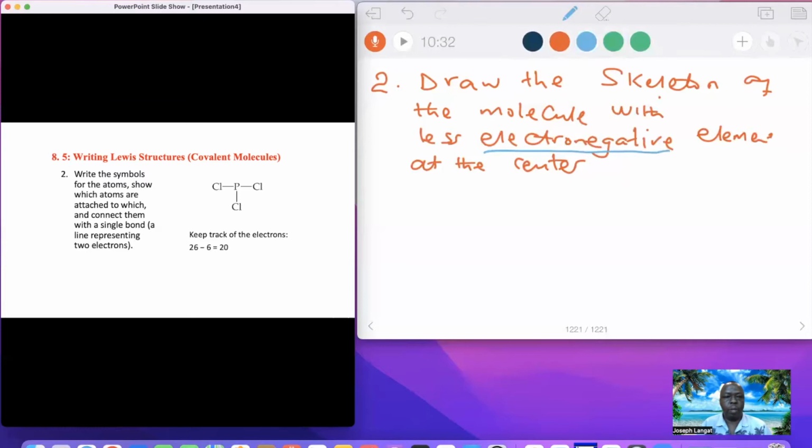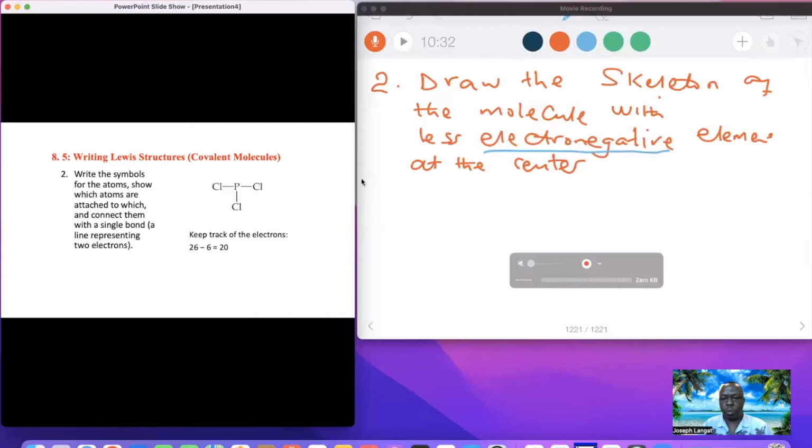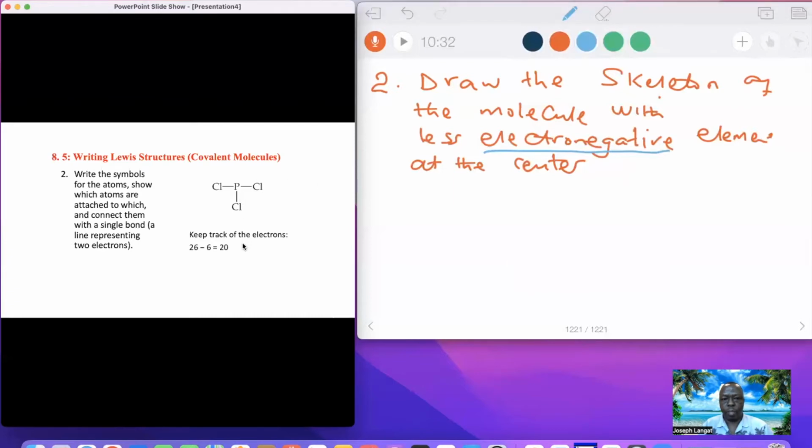For example, in the previous section, phosphorus is less electronegative, chlorine is more electronegative. Therefore, phosphorus will be our central atom. And what you do is just draw the skeleton of the molecule with the phosphorus at the center, hooked up to the chlorines.